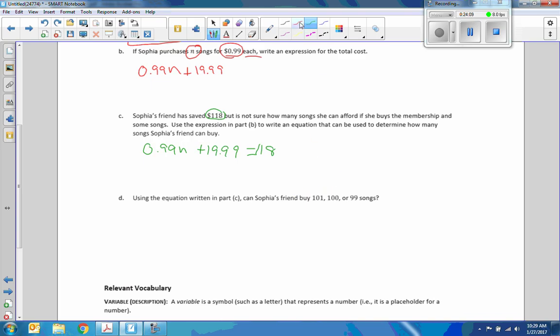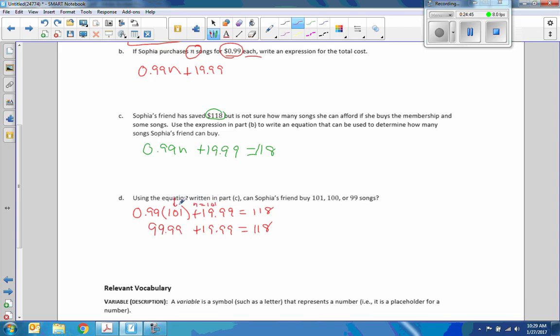D says use that equation in C, and can Sophia's friend buy 101, 100, or 99 songs? So I'm going to substitute 101 first and see if it's true. Okay, 0.99 times 101 equals 99.99, plus 19.99 equals 118. Okay, this is for n equals 101.